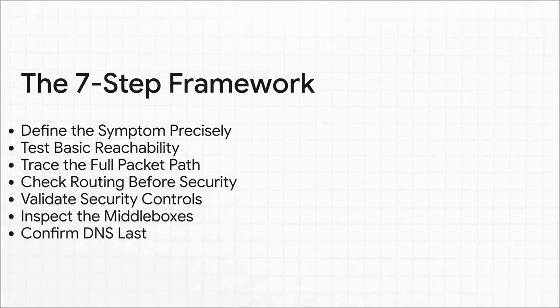We always start by defining the exact symptom, not just, "it's broken." Then we test for basic reachability and trace the packet's actual journey from end to end. Now, the most critical pivot, the real game changer, happens at step 4. We check routing before we ever look at security. I'm telling you, this one simple rule can save you hours of wasted effort.